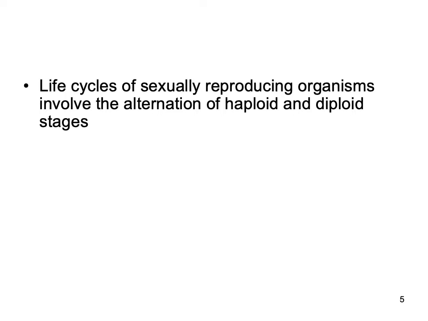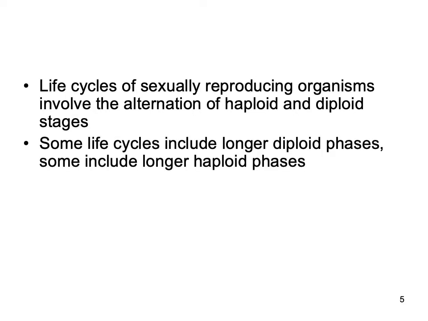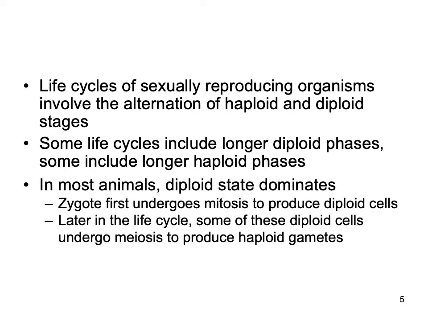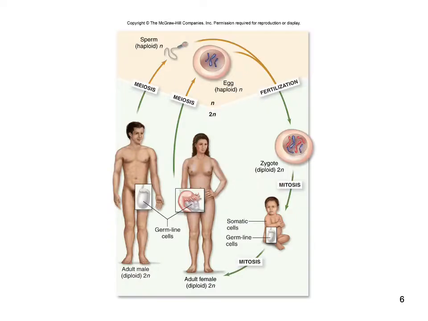So life cycles of sexually reproducing organisms like humans involve alternation between these haploid and diploid stages. Okay, this is very different in different types of organisms. So plants, fungi, different kinds of protists, they have very different ways to reproduce than we do. In most animals, the diploid state is what dominates, meaning that most of our life we are in this diploid state. Let's look at a diagram of this process.